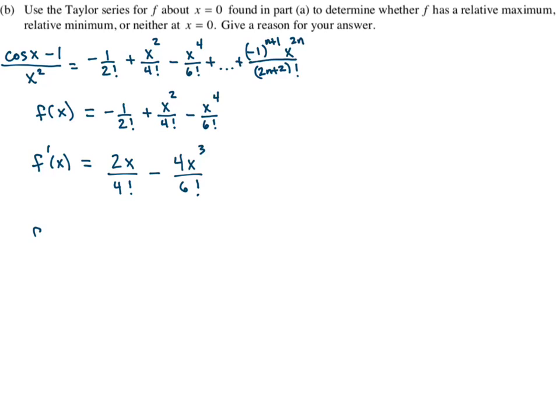So what I would do is just find the second derivative while we're at it. That'll make sense in a little bit, but I'm once again just doing power rule there. So I get 2 over 4 factorial minus 12x squared over 6 factorial.